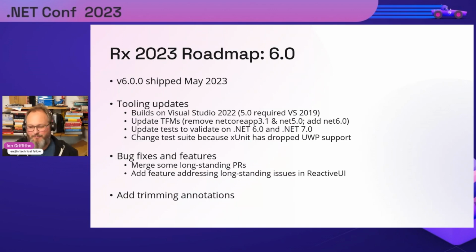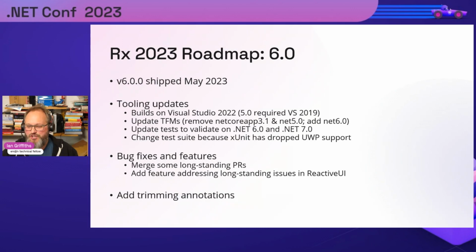That in turn meant we were going to carry on supporting everything we already supported, including UWP, which had some consequences because it turns out that the XUnit project has effectively dropped support for that. So we needed to change to a different test framework just so we could carry on running the tests on Visual Studio 2022. We removed references to old target frameworks, so .NET Core 3.1 and .NET 5 had been deprecated at this point, so we took out those target framework monikers, and we added .NET 6 as targets.